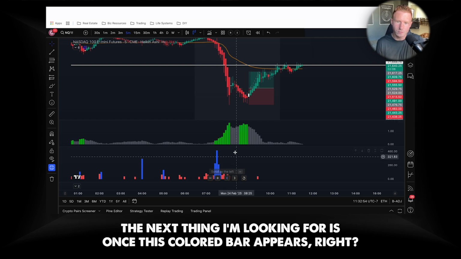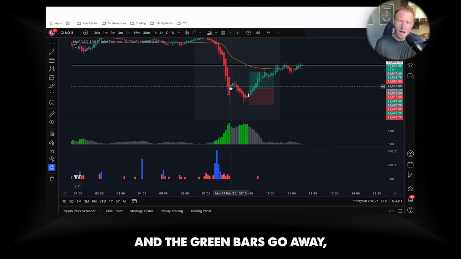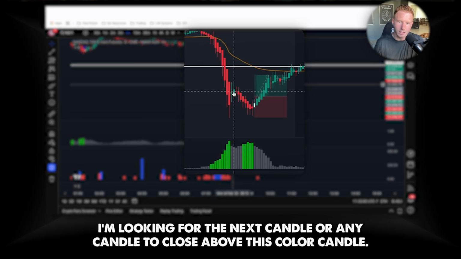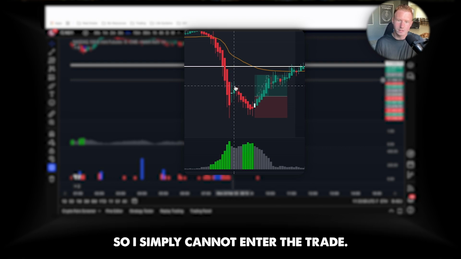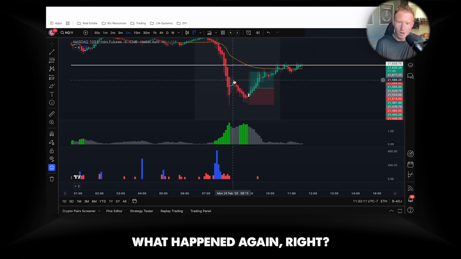The next thing I'm looking for is, once this colored bar appears and the green bars go away, I'm looking for the next candle, or any candle, to close above this colored candle. As you can see, this candle did not close above this colored candle, so I simply could not enter the trade. What happened again?